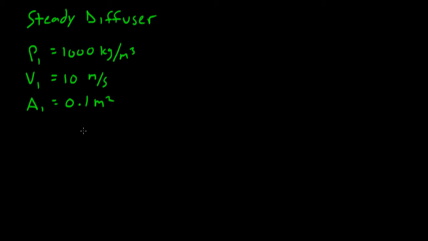At the exit, the density is equal to the inlet density, 1,000 kilograms per meter cubed, because the fluid is incompressible. The exit area is 1 meter squared, 10 times the inlet area. We're going to find the exit flow velocity.